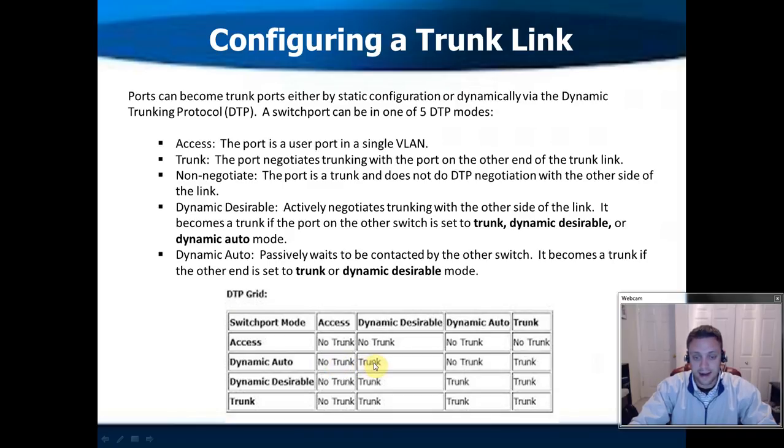Dynamic auto on switch A and dynamic desirable on switch B will trunk. Dynamic auto and dynamic auto will not trunk. But dynamic auto on switch A and trunk on switch B will trunk. So this tells you, if one side's configured this way and the other side's configured this way, how will it negotiate itself out? And we really need to be wary of this dynamic anything or auto anything. To me, if it says auto and you have an option to hard code it, you auto not do it. You should, as a network engineer, code the intent of your network.